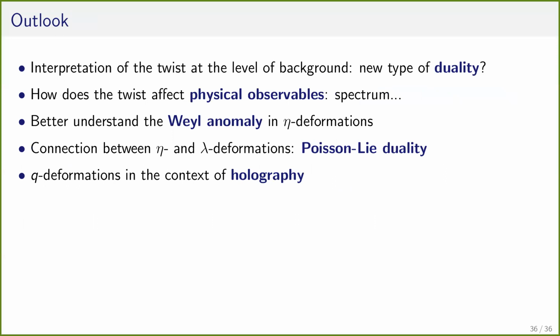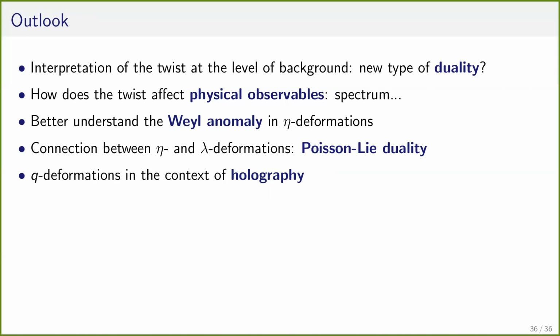And let's see some open problems. So first, the S matrices are related by a twist for these different eta deformations. But maybe it would be also good to understand this twist at the level of the background. So if it's possible to go from one eta deformed background to the other eta deformed background by some type of generalized duality, so not an ordinary T-duality, but some generalized T-duality. And also an important point is to understand how this twist affects the physical observables.